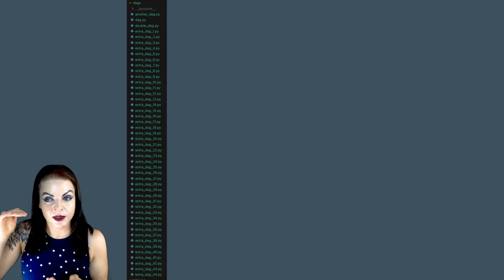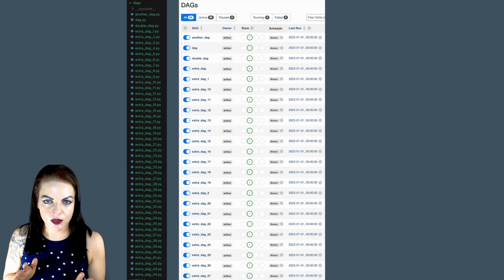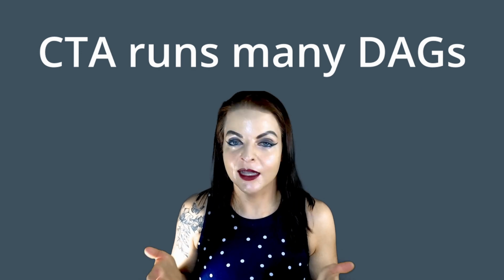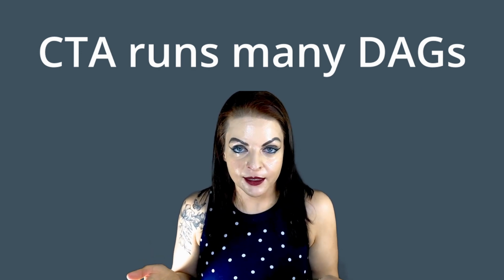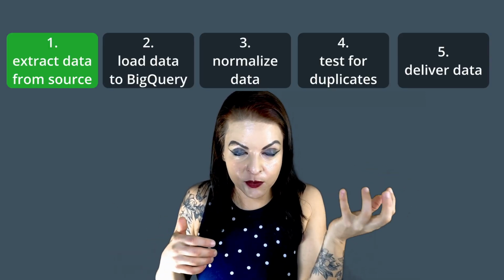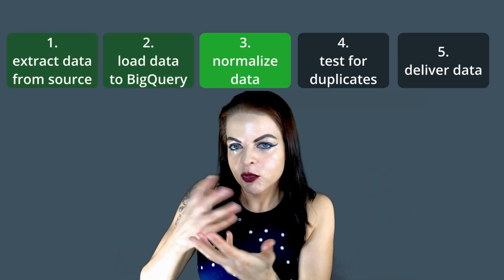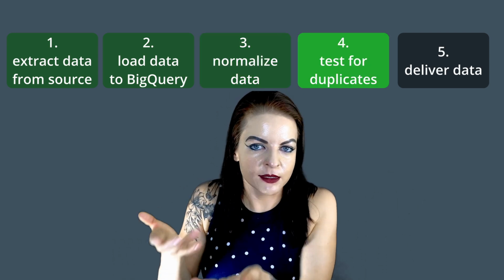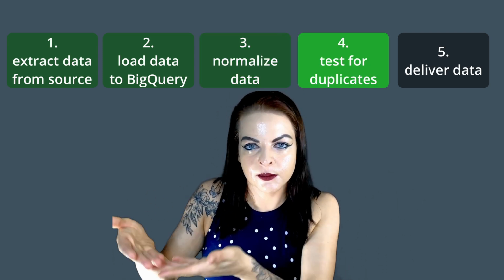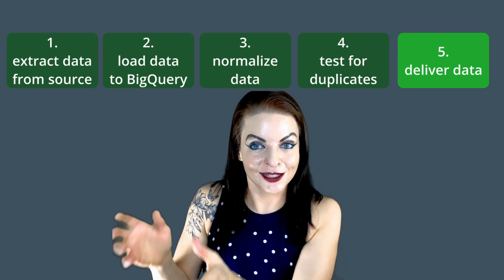What do you do if you want a lot of DAGs? I mean, a lot of DAGs. You could very easily just write more Python scripts, one for each of them. Could do that. Totally fine. But is it totally fine? At CTA, we run over 100 data pipelines every single day, and we do this using DAGs. Our pipelines have a pretty standard order of operations. We fetch data from the source, load it into BigQuery, do some basic normalization, run some tests to make sure that there are no duplicate rows, and then make sure that data is available to the client in the appropriate location.